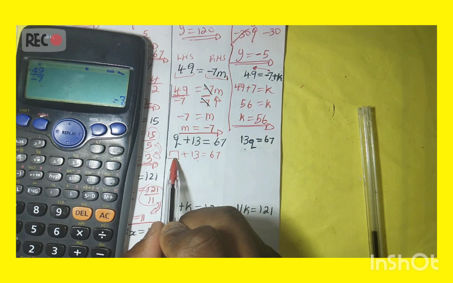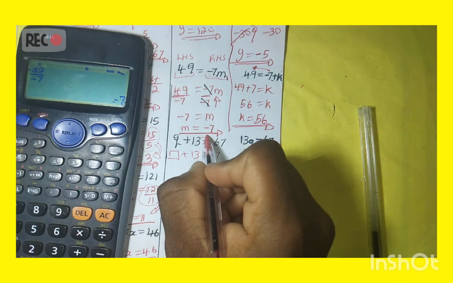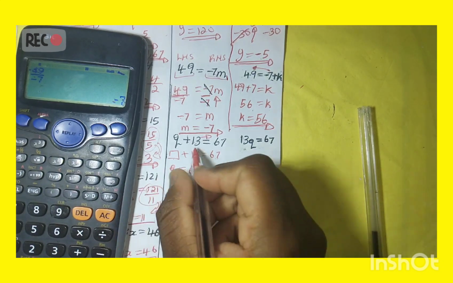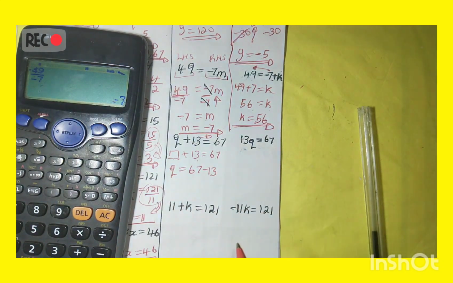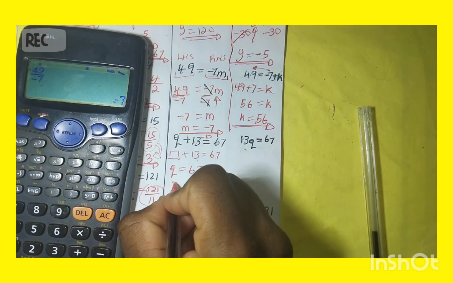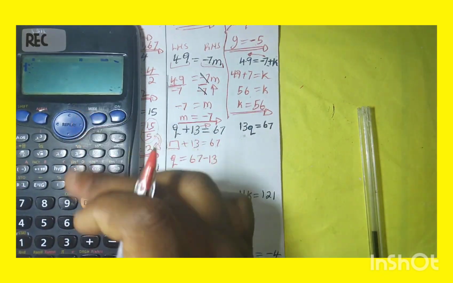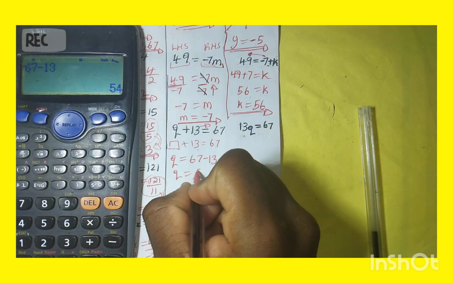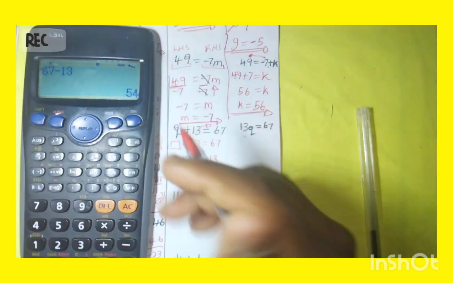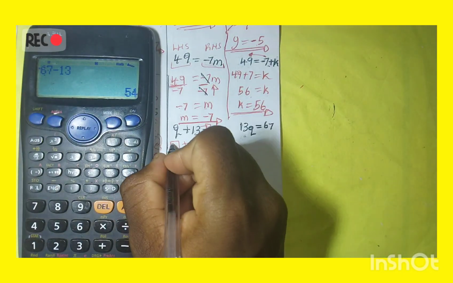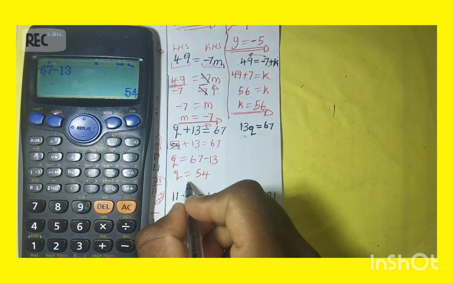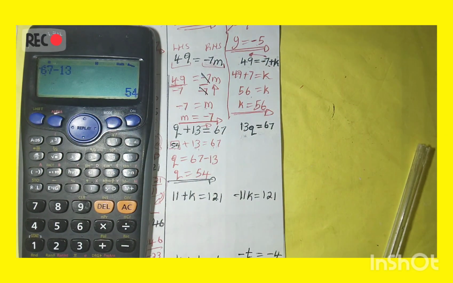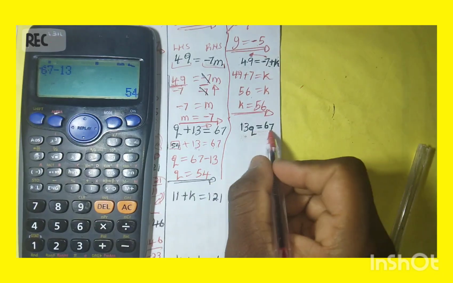For you to get what must be inside the box, you should transpose this number to that other side. Here we'll only be left with q. That thing will change the sign, they become negative 13. And now you can just press your calculator to get the final answer of this thing. So it means that it's 54. So it means that inside the box we're supposed to have 54. When we add it with 13, we should get 67 there. Do you see? Then what about for this one?